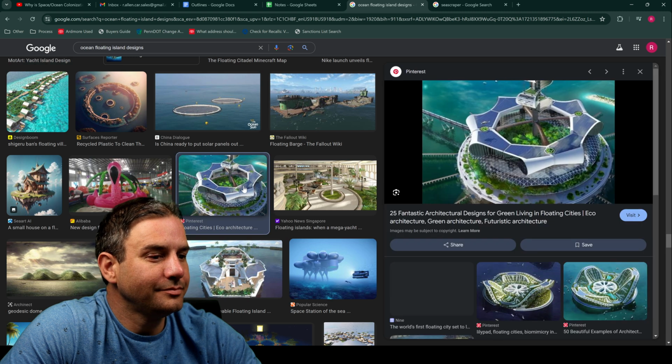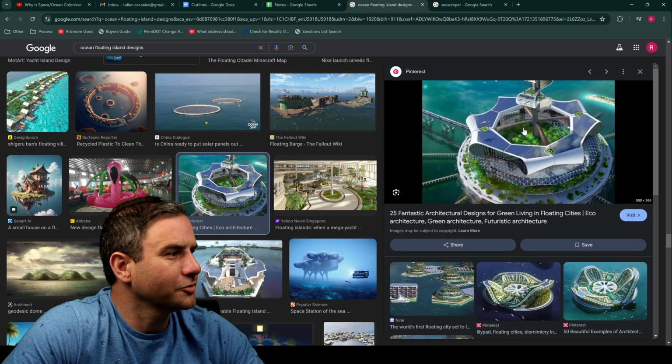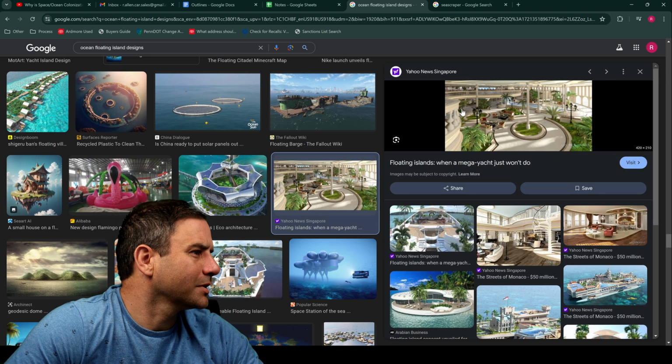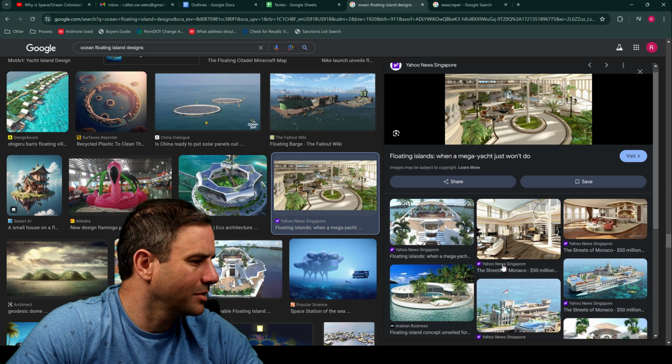Okay, let's just say nope on that one. Here's an interior space of someone's floating island design. That's cool. I guess if you're having a big garden party, I don't know what else you'd use that space for.